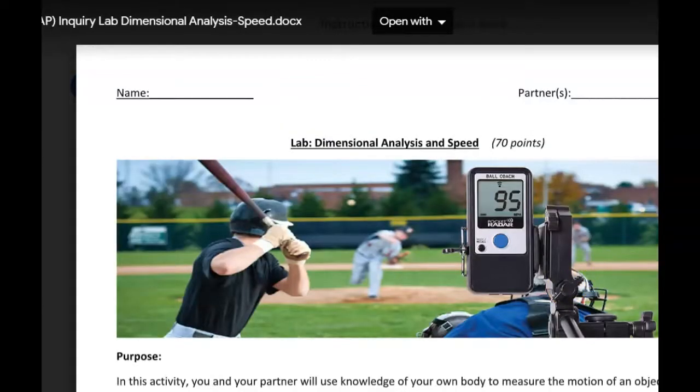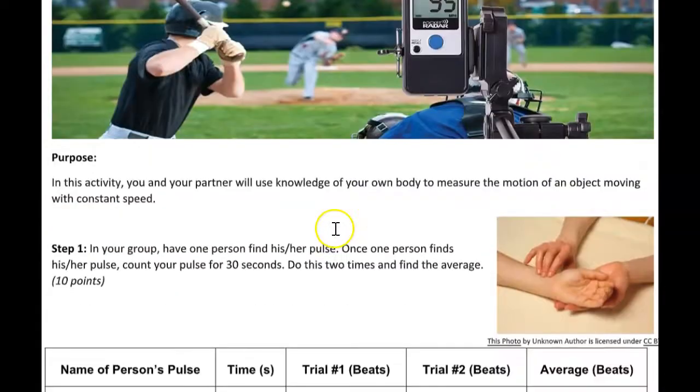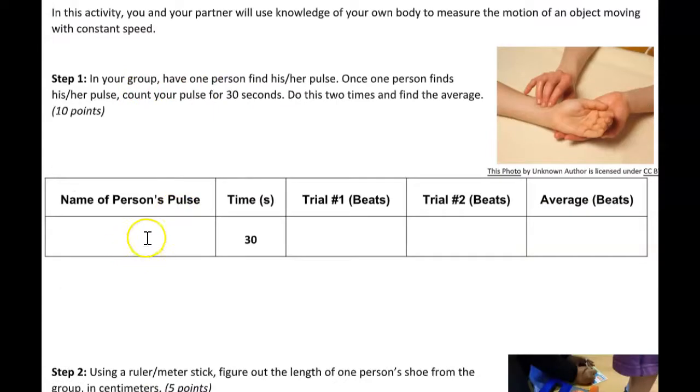Read the instructions. Obviously you're not going to work in a group. You're going to do this by yourself. Write your name. Time your pulse for 30 seconds. If you ever need to pause the video, if you're doing it while watching the video, you can. Time your pulse for 30 seconds. Do trial 1 and trial 2 and take the average.